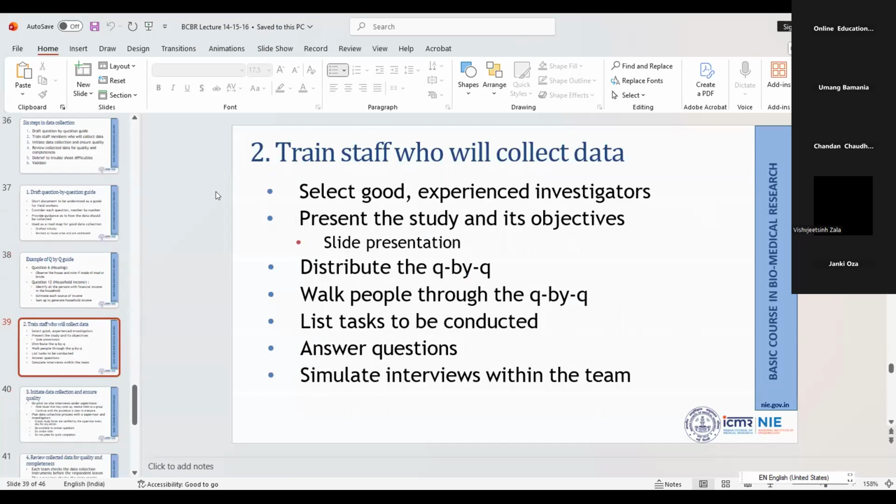Second is train the staff who will collect the data. Selecting good and experienced staff is very important for any research project. So first, select good staff who are experienced and motivated. Then present the study and its objectives in a lecture room, and explain what we are going to do in our study. Then distribute the data collection tool and the question by question guide, let them read it thoroughly, and give them time to understand the research. Let them ask questions, answer all the questions of the staff, and list the tasks to be conducted by each individual. And last, simulate the interviews within your team before actually starting data collection.